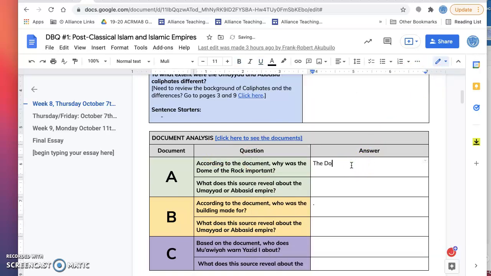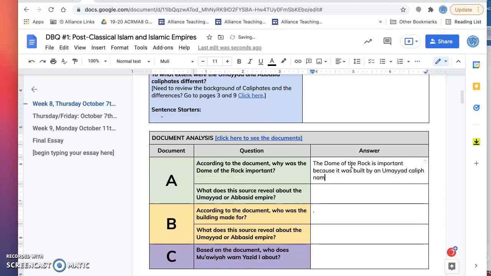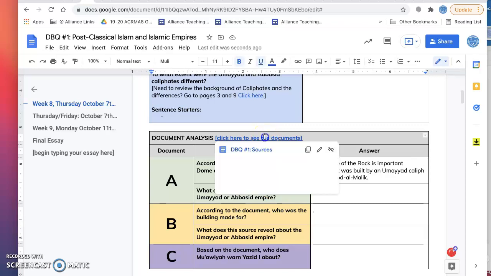So, let's say the Dome of the Rock is important because it was built by an Umayyad caliph named Abd al-Malik. Alright, so good. So that's how you do that first one. Then the second part says, what does this source reveal about the Umayyad or Abbasid Empire? Well, this question is just asking what's important, or what does that document tell you about the empire?